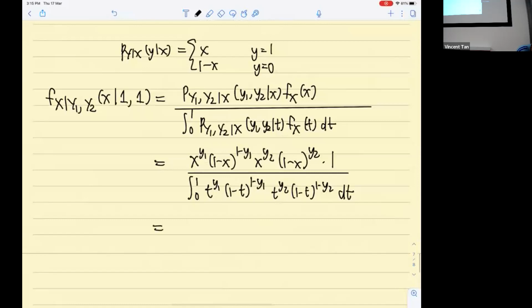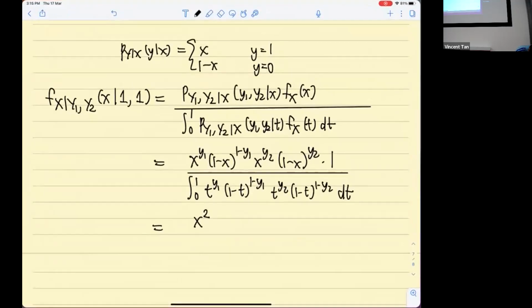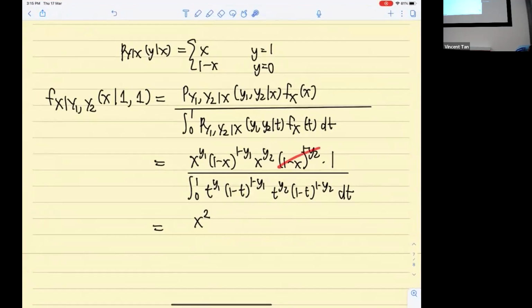But y1, y2 are equal to 1, 1 respectively. So this becomes x squared at the top, because y1 is 1 so that part gets killed, and 1 minus y2 is 0 so that gets killed as well. You're left with x to the power 1, x to the power 1, which is x squared. And the bottom is the integral from 0 to 1 of t squared dt. If you carry out this integration, this is 3. So the answer is 3x squared for x between 0 and 1.